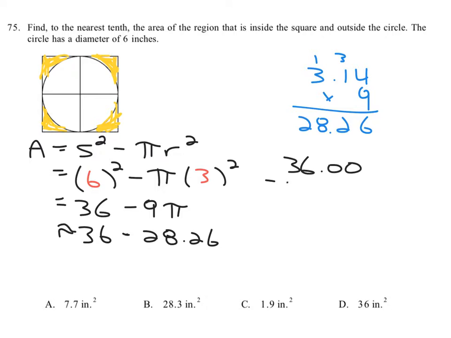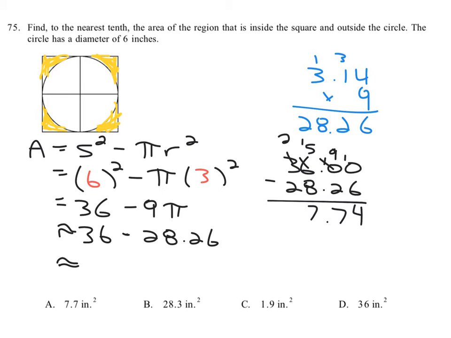But if we then say what is 36.00 minus 28.26? I've got to borrow. Hopefully you're competent at the skill of borrowing. That gives approximately 7.74.